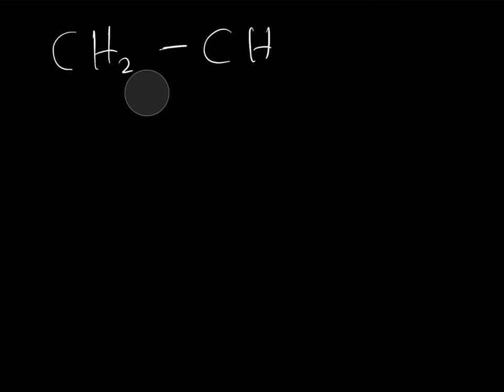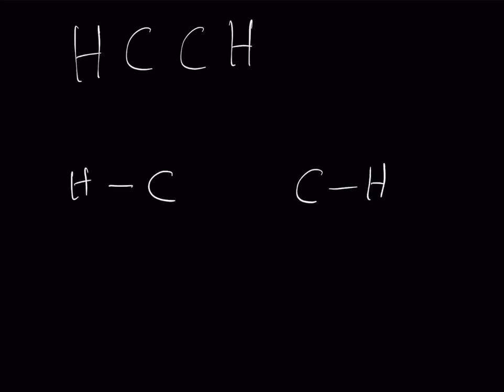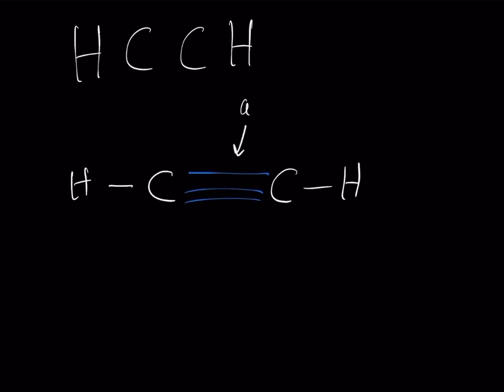Now what if we have, let me just redraw this, HCCH. How would we draw the Lewis structure for this? So we know we have a carbon with a hydrogen each. What kind of bond do we need in the middle to make it so that both carbons have 4 bonds, which they need? So we're going to form a triple bond. So now each carbon has 4 bonds. And when you have triple bonds between carbons, this is called an alkyne.